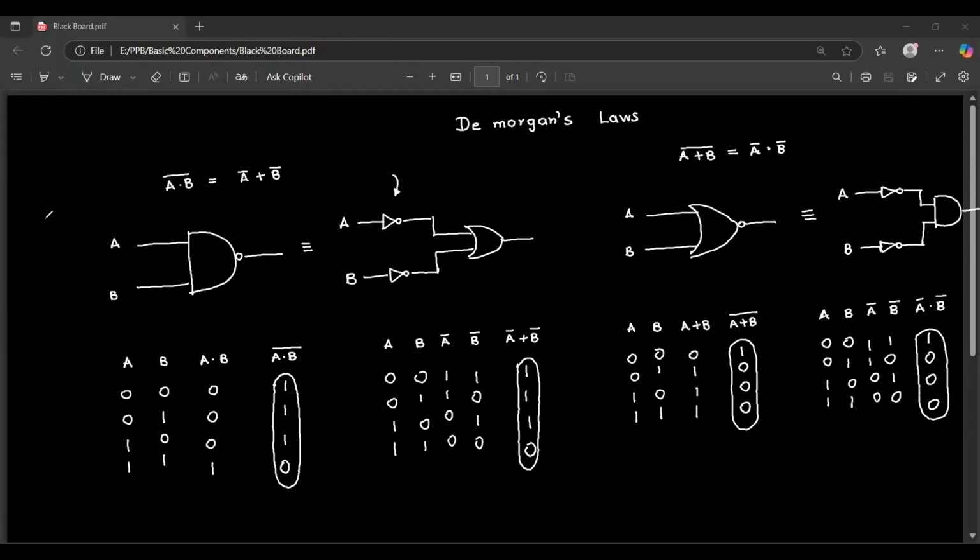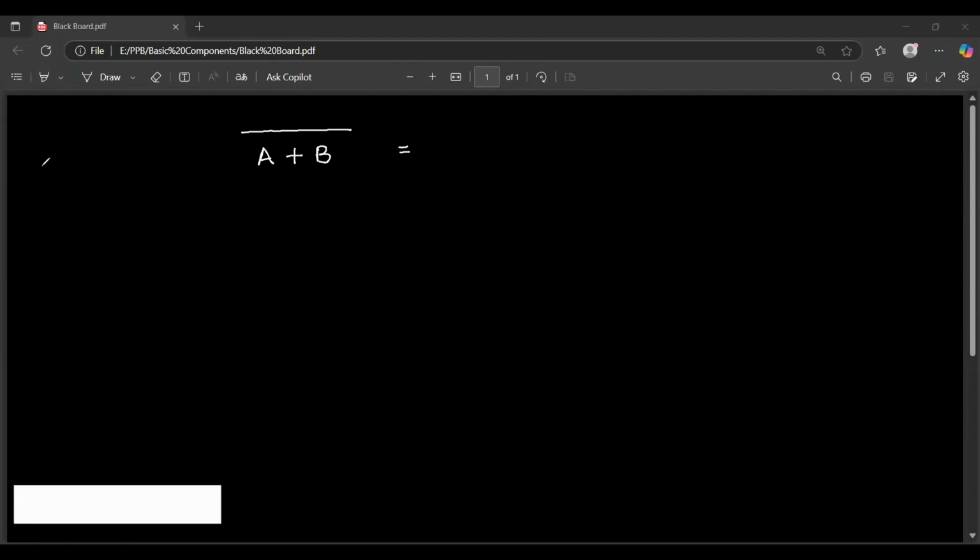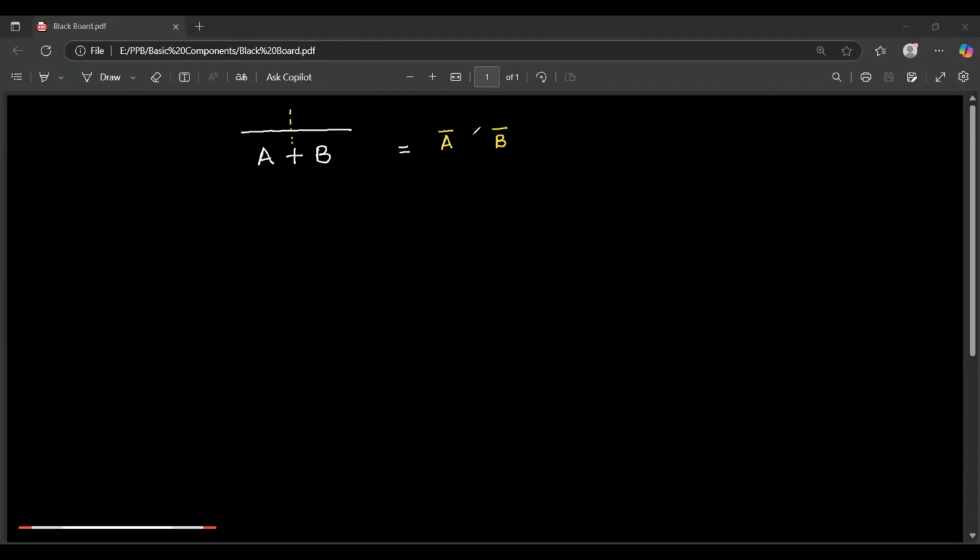If you find this really hard, just keep in mind, if you have something covered with a bar, like A plus B whole thing bar, what you have to do is just break this bar. So what will you get? You'll get A bar and B bar. Instead of putting plus here, you have to put a dot. That's all the change you have to make.